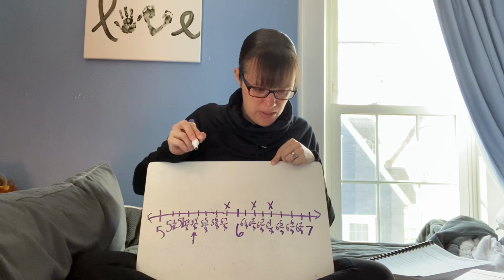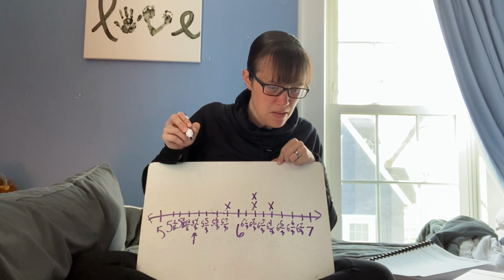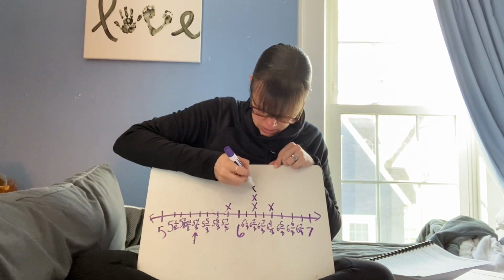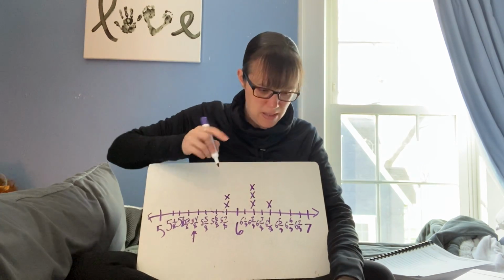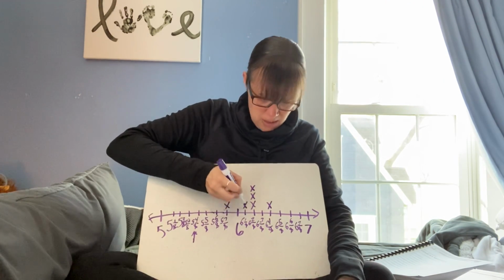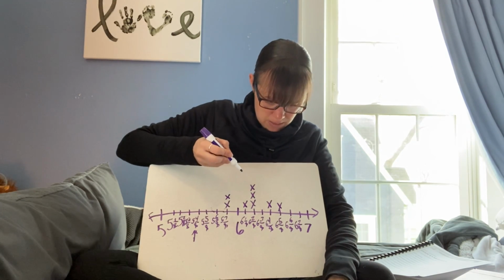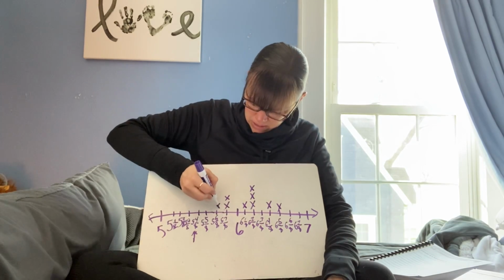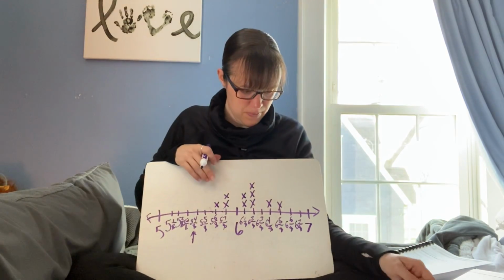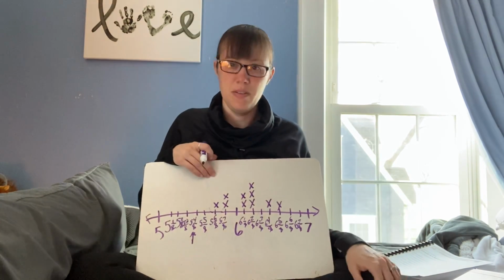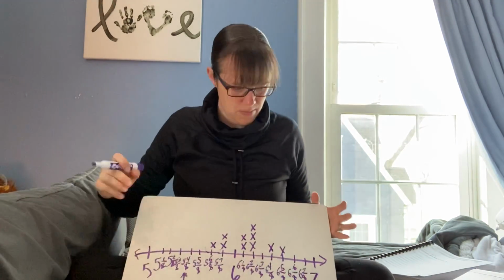D is 6 2/8 because we changed it. So 6 2/8. E is 6 2/8. Ooh, look at all these 6 2/8. F is 5 7/8. G is 6 1/8. H is 6 5/8. I is 5 6/8. And J is 6 1/8. And that looks like what I did before. So wonderful. So there's our line plot. It's really not that bad, is it? Yeah, we can do it.